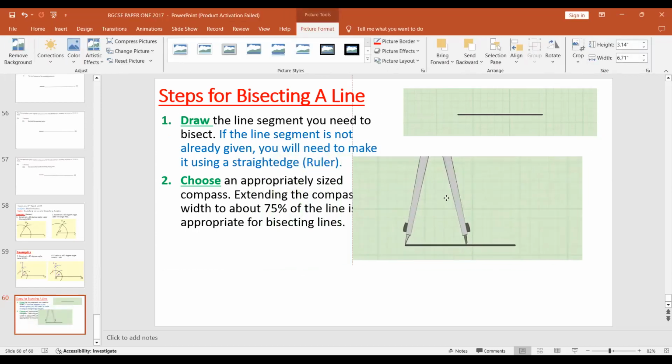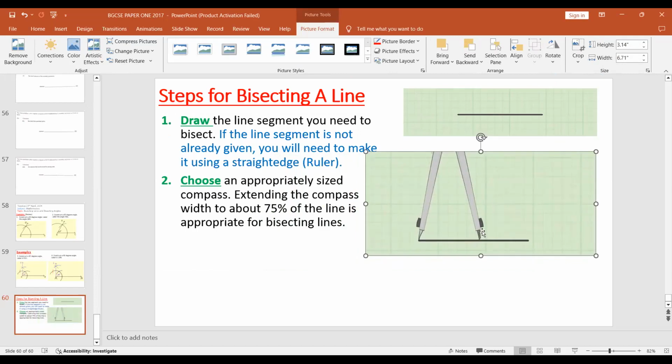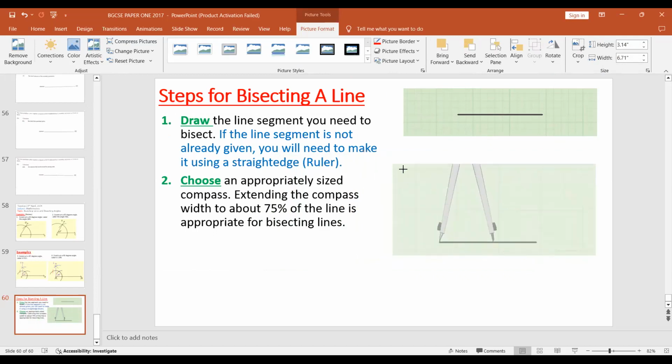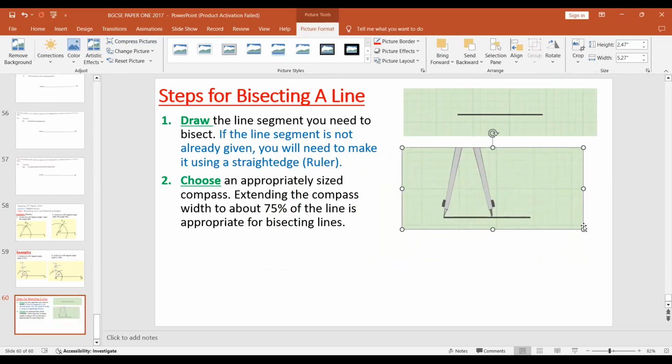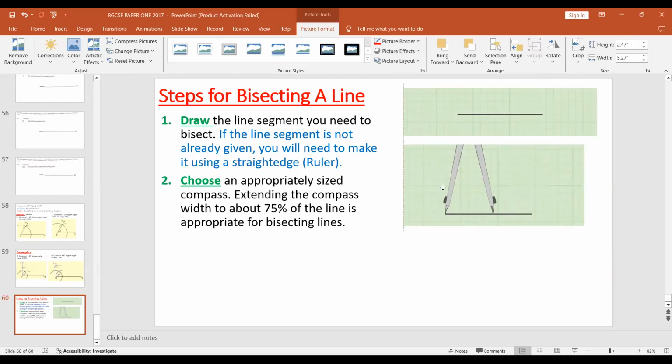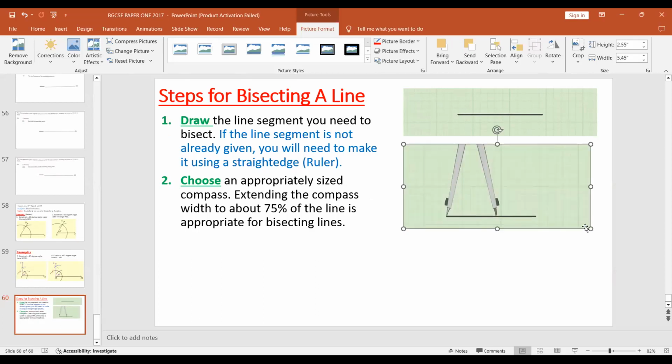So this one is a good indicator, even though this one is like 50%. A little more would be best, just a little bit more, but this is fine. So choose an appropriately sized compass. Extending the compass width to about 75% of the line is appropriate for bisecting lines. This is what you want to do: put the compass at the starting point and then extend it such that it's like this. Okay, next.